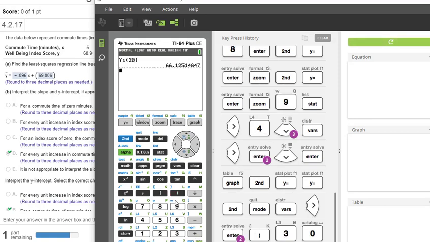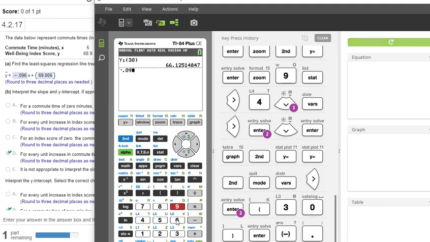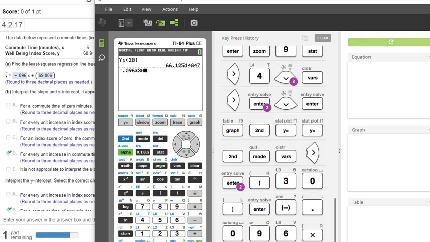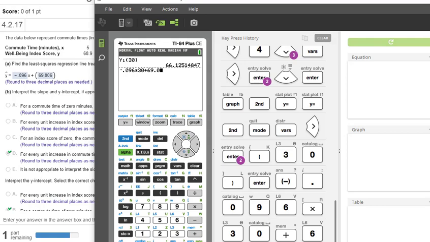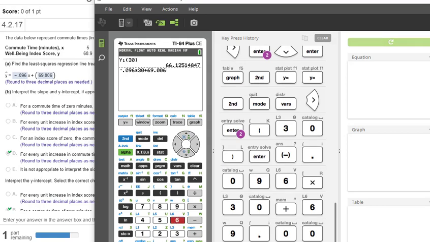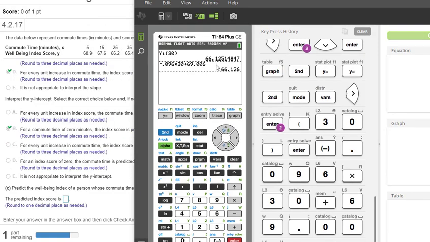You could have just said negative 0.096 times 30 plus 69.006. And if you look at the rounding here, looks like we may be off in the thousandths place. I don't think my stat lab is going to make a big deal about that. Let's check it out though. Good, it just says round to 1 decimal place, so we should be safe. 66.1.